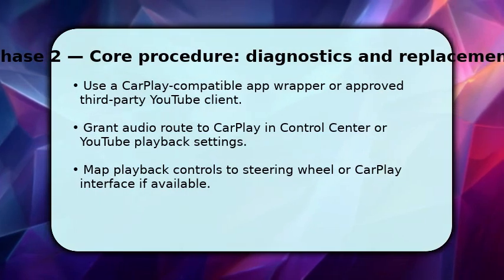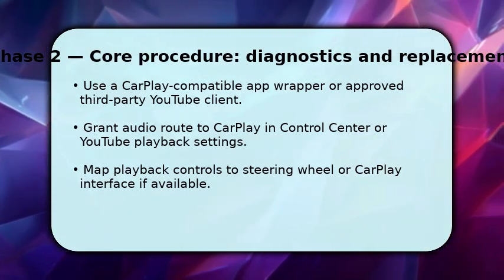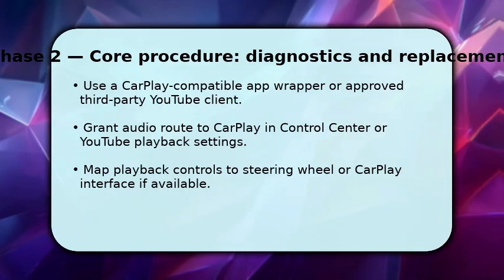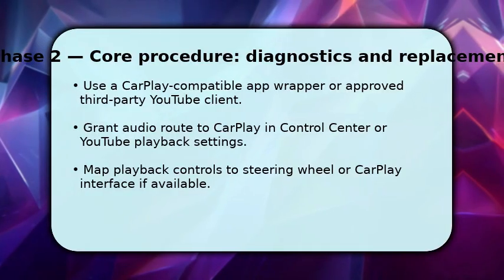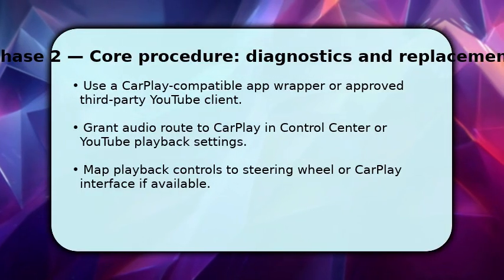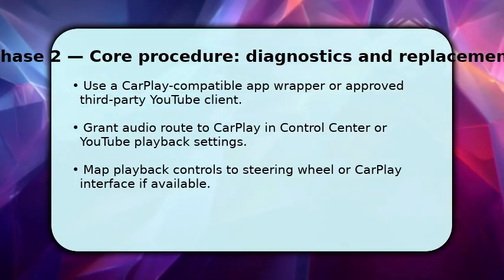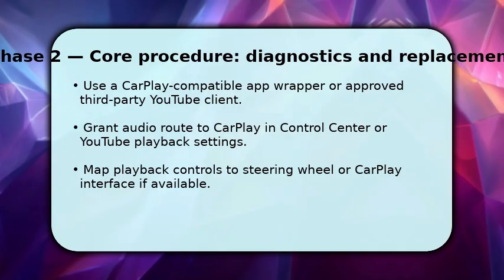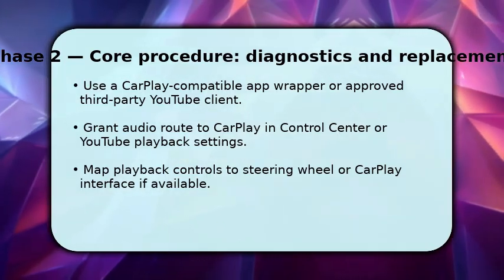Once connected, use an approved CarPlay-capable app or a compatible wrapper that exposes YouTube playback to CarPlay. This is necessary because the native CarPlay layout restricts video. Install that app, sign into your Google account, and select YouTube as a source inside the app. Make sure audio output is routed to CarPlay via Control Center. This ensures sound plays through the car speakers.